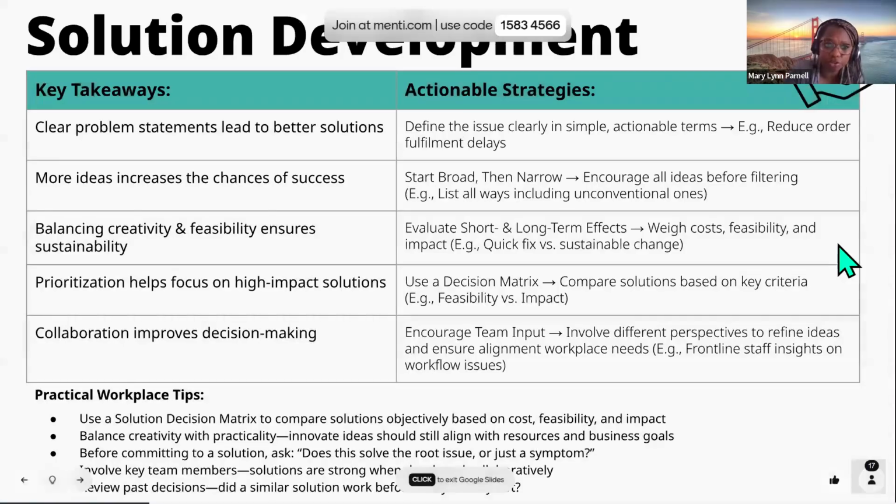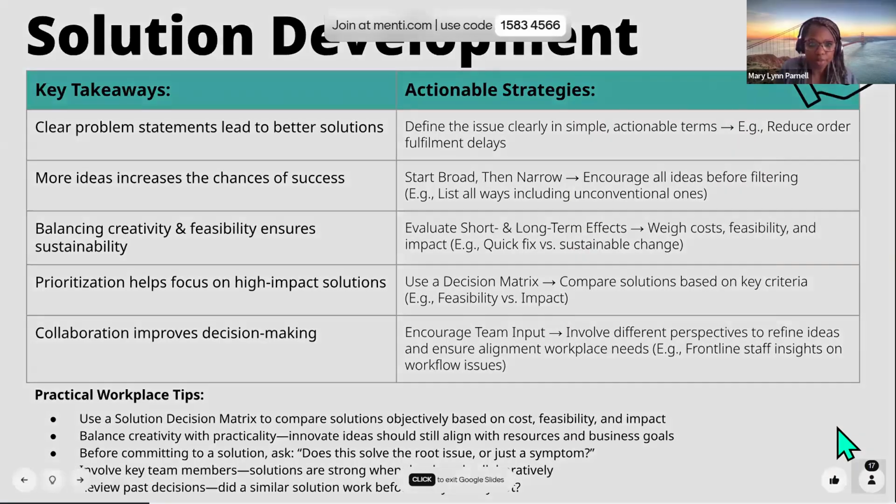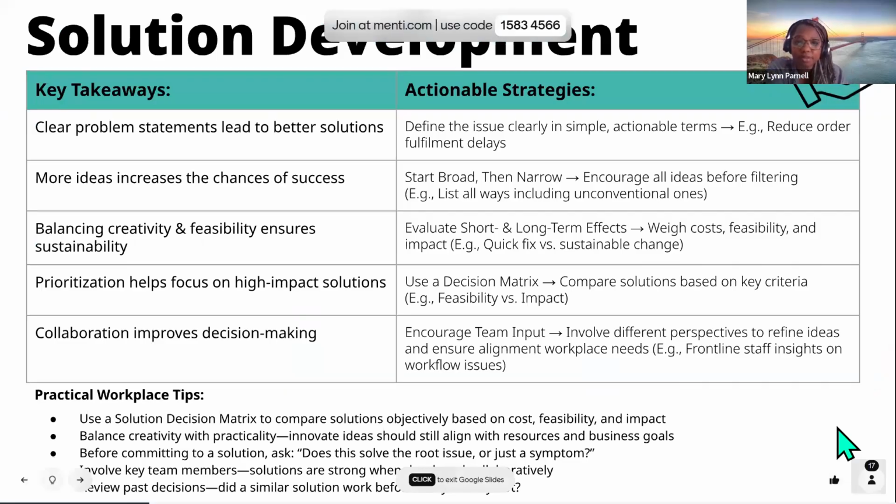When we talk about solution development, our key takeaways, the key things we want to make sure that we're doing is that we have clear problem statements that lead to better solutions. So defining the issue clearly in simple, actionable terms, meaning reduce order fulfillment delays. That clarity we'll also revisit in some of the deep diving tools when we're really setting our goals. How do we get really clear, actionable terms that we can do? More ideas increases the chances of success.